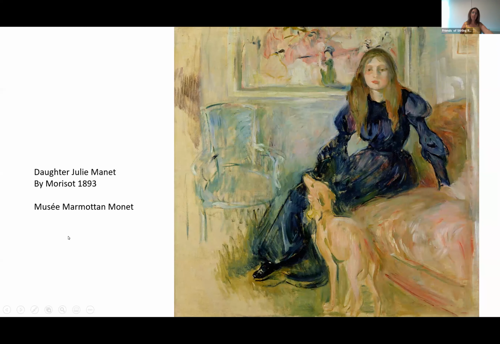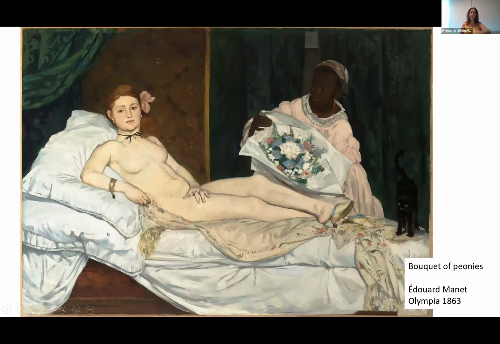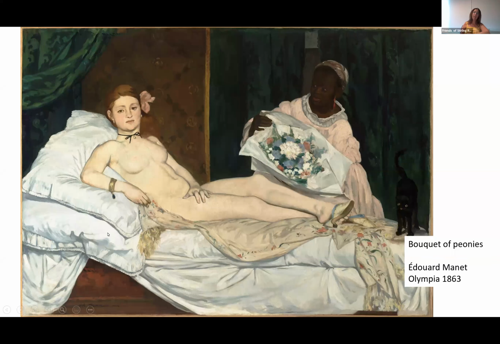She painted very often her daughter, Julie Manet, as you can see her here. And also we see that Manet is going to make another painting that is going to be another scandal, which is Olympia, as we find her here with this bouquet of peonies, and the servant is bringing that bouquet of an admirer to this prostitute.